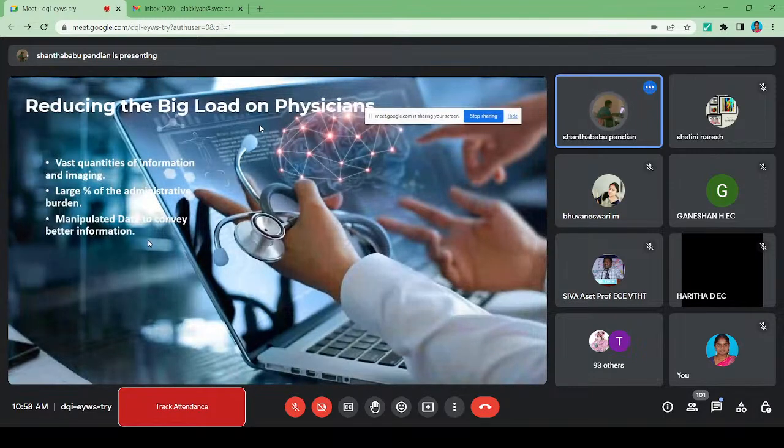And in the same way for doctors, once this is done, the vast quantity of information and imaging will be available to them, so a large percentage of the administrative burden on doctors will be reduced, right? And the data can be manipulated to convey better information to the doctors straight away, right? Even if everybody cannot become a doctor, that's fine.